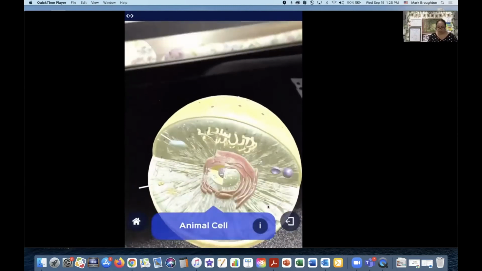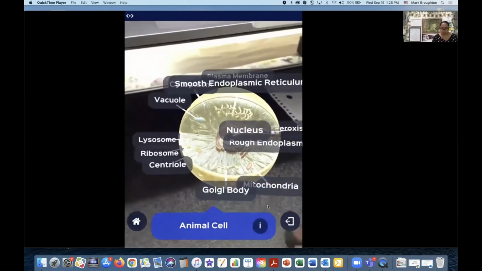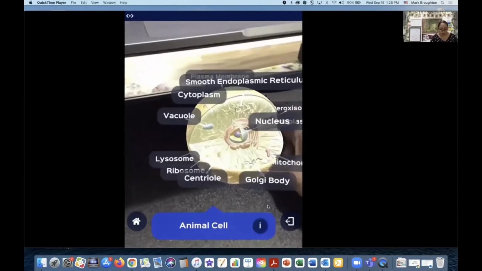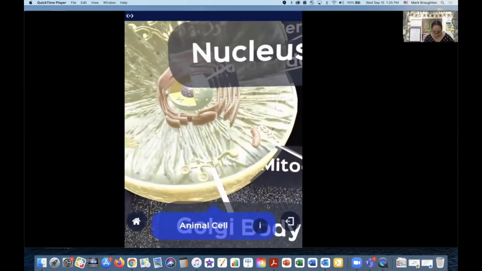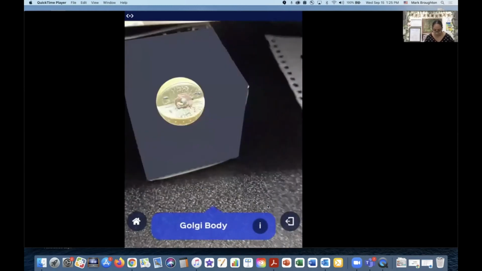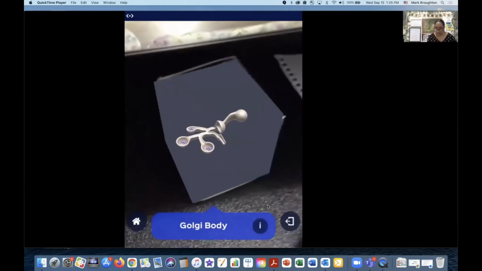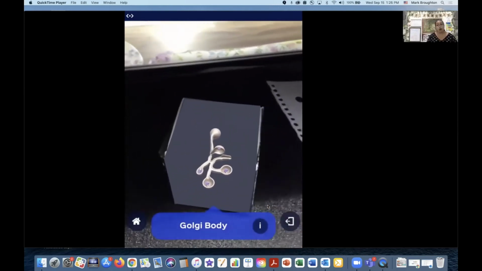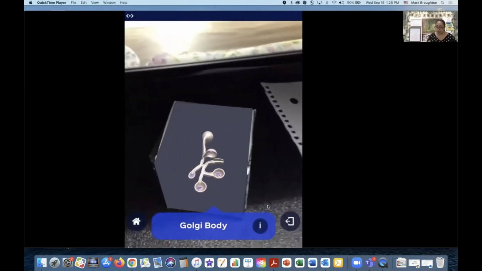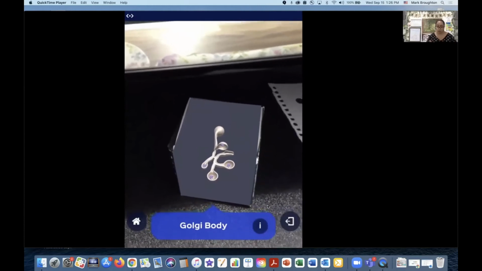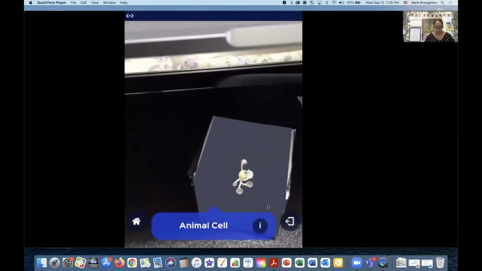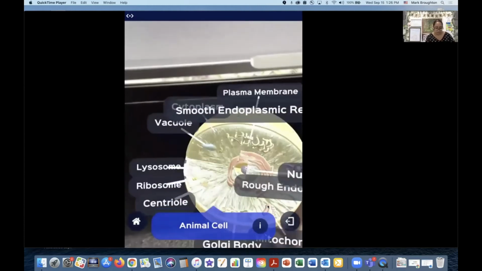The next one we're going to take a look at is the Golgi body, also called the Golgi complex. See if you guys can find that there. Let's see if we can zoom into that Golgi body. And this is what it looks like. It's just a network of membranes, and it works with the ER, or the endoplasmic reticulum, to process, package, and transport proteins.